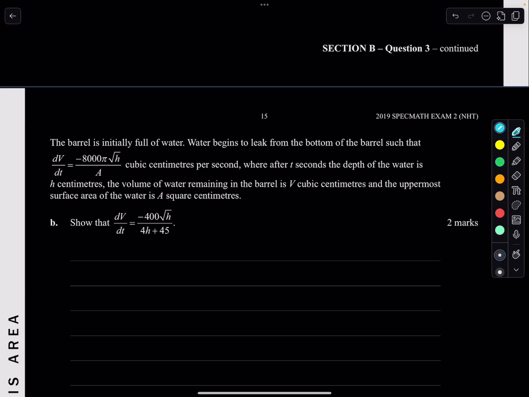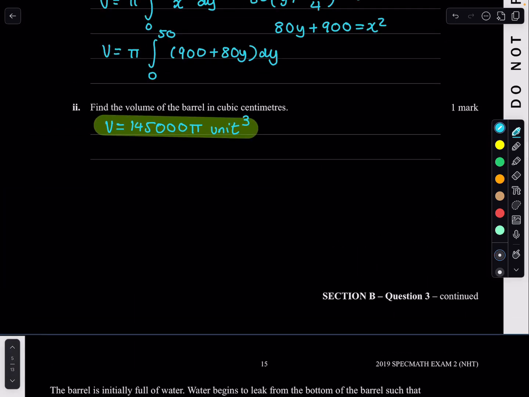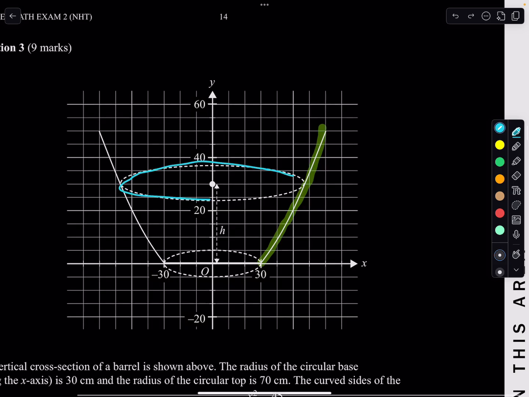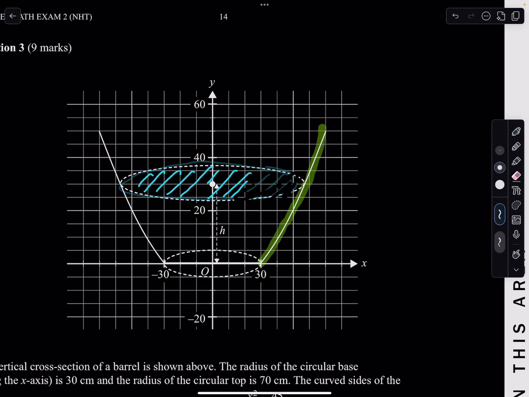It says the barrel is initially full of water. Water begins to leak from the bottom of the barrel such that dV/dt is that, in cubic centimeters per second, where t is the seconds, and the depth of the water is h centimeters. The volume of the water remaining in the barrel is V cubic centimeters, and the uppermost surface area of the water is A square units. So A represents the uppermost surface area, the water surface here. Imagine right now the water is here. This surface area of the water is called A.